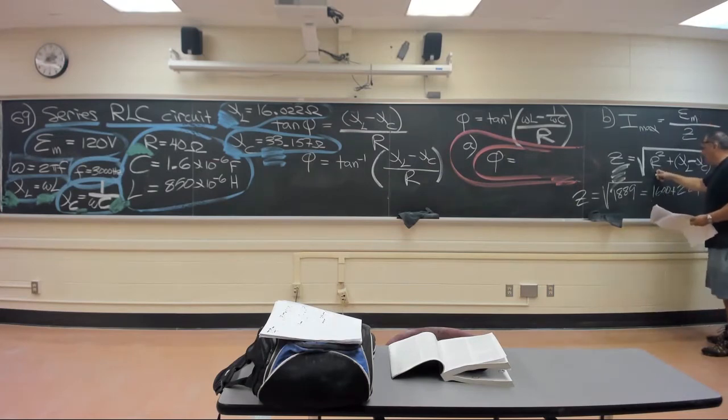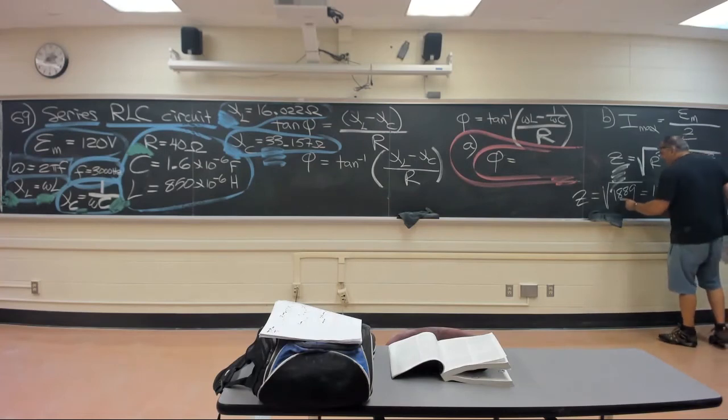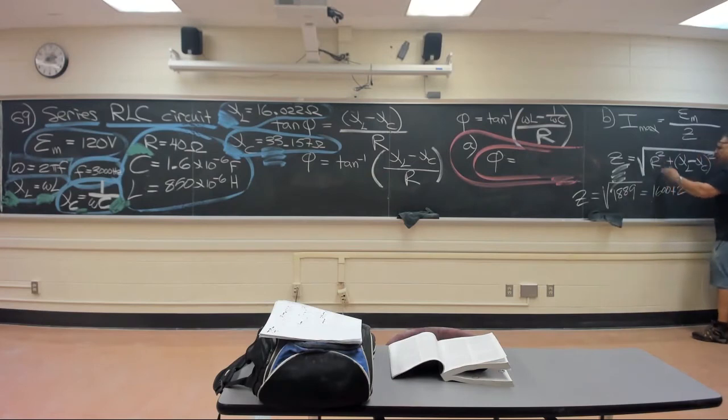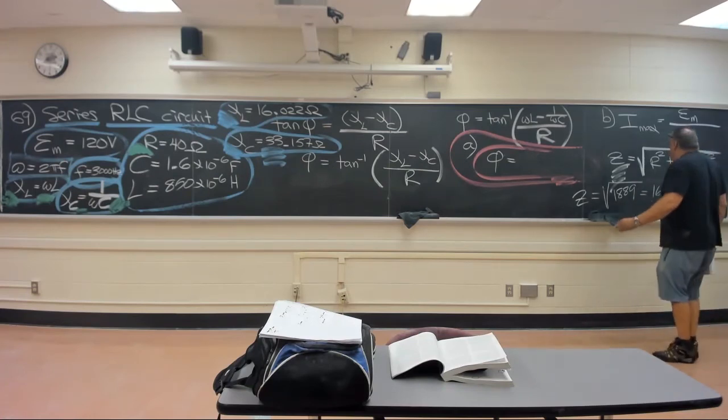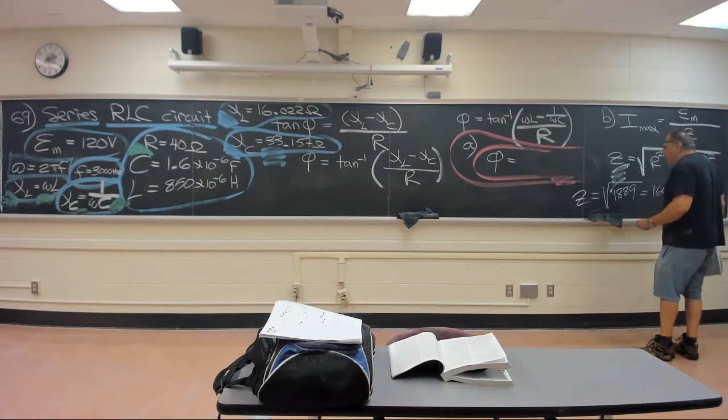If you took 40 squared, the square root of 40 squared is 40. Well, 40 squared is 1600. The square root of 1600 is 40. This is going to be more than 40. You could just ballpark an idea of where the whole thing would go when you're doing something like that.